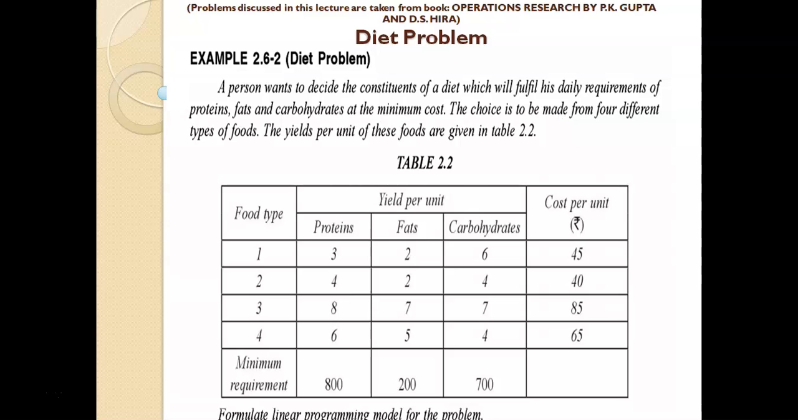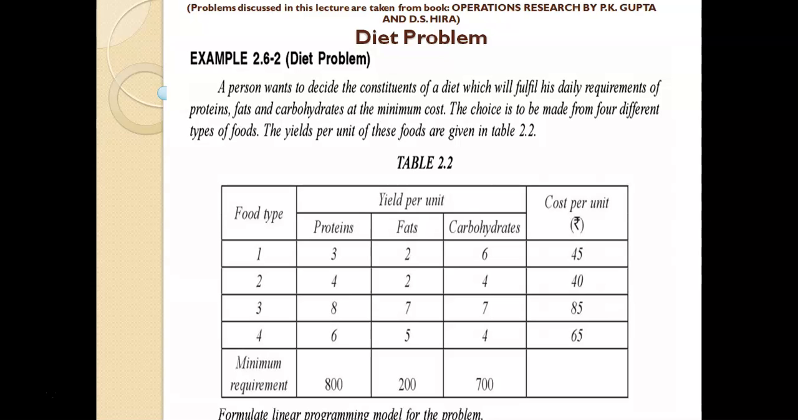Okay. So a person wants to decide the constituents of a diet which will fulfill his daily requirements of proteins, fats, and carbohydrates at the minimum cost. The choice is to be made from four different types of foods. The yield per unit of these foods are given in Table 2.2.